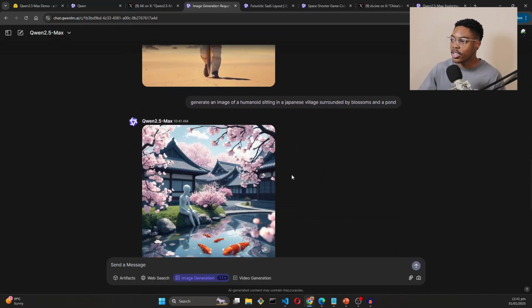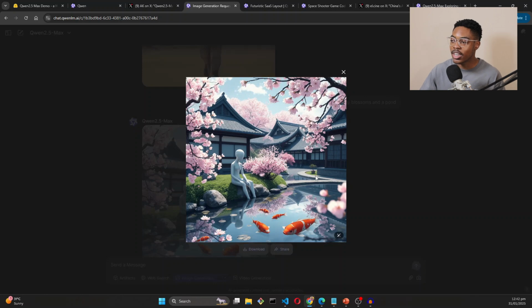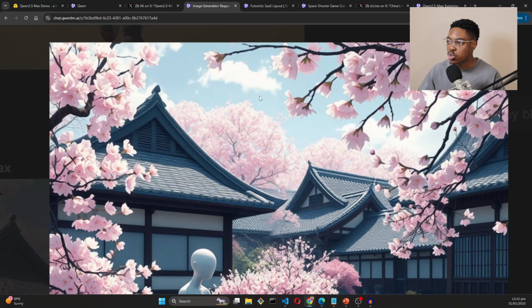Okay, and then I asked for a humanoid sitting in a Japanese village surrounded by blossoms and a pond. Okay, so this is what we received. It's a nice image. Okay, this is a humanoid, which should actually be a robot which looks like a human. Okay, and I would assume it's that. Okay, and this is nice. The only thing about it is the fish are not in the water, which is a bit weird. Other than that, it made it amazing. You can even see in the sky, you can see the clouds exist also, which is nice.